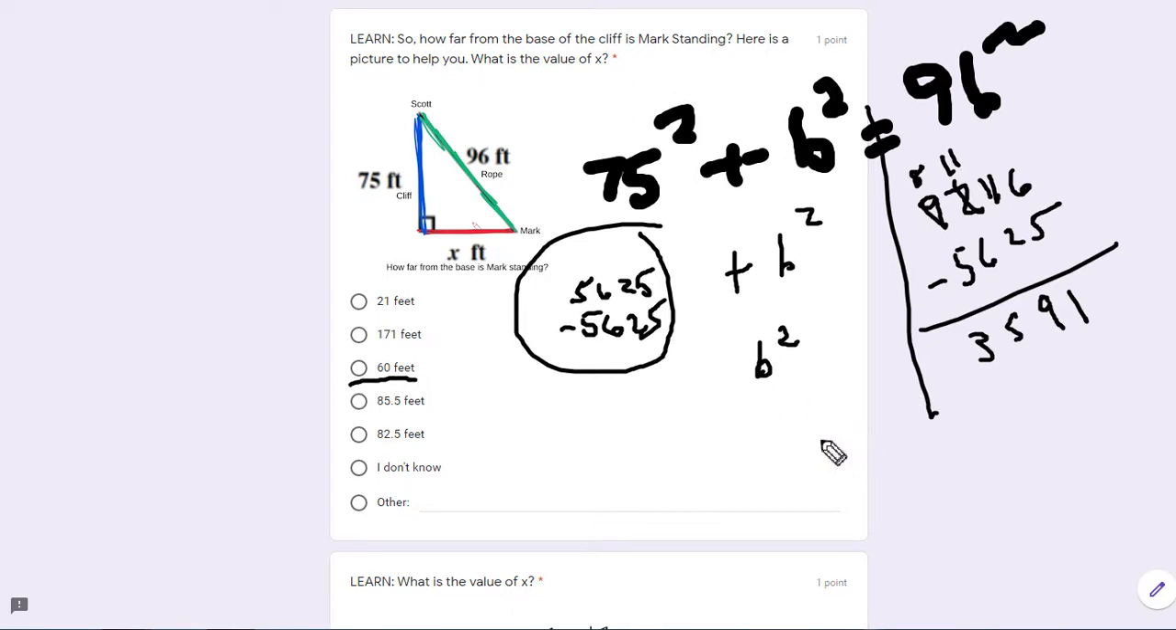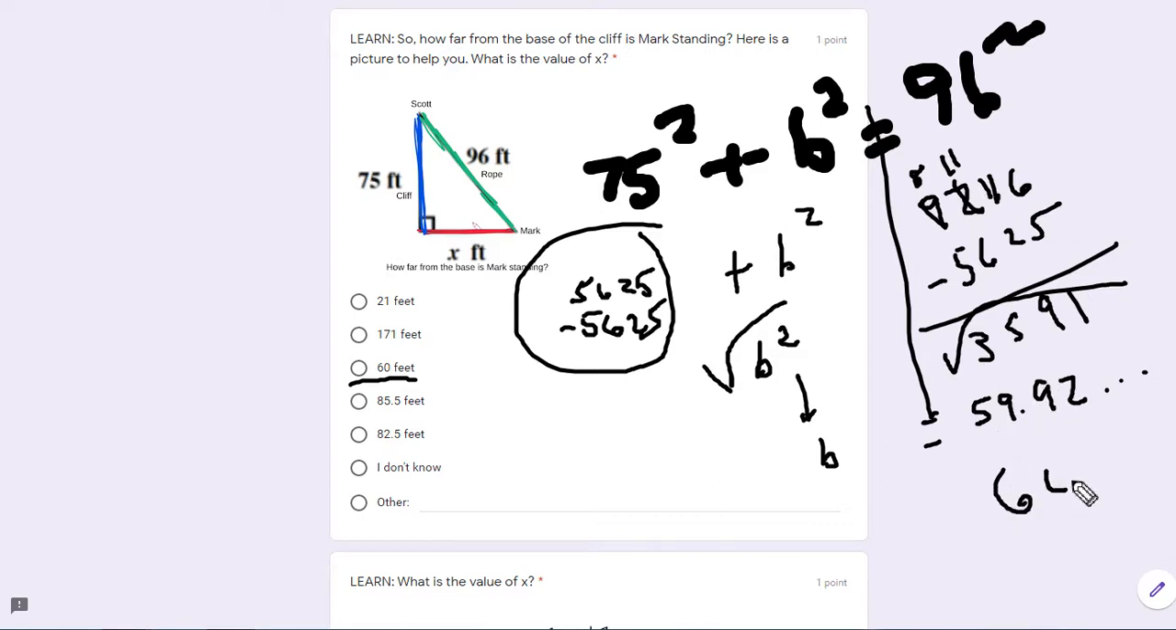Okay, so my answer actually is, when I take the square root of both sides, I take the square root of that, that just becomes b. And I take the square root of 3,591, it actually became 59.92, just kept going on. But when I round it, I have a 9 here, so that's going to end up being approximately 60 for our answer.